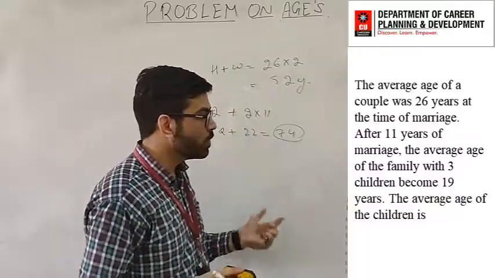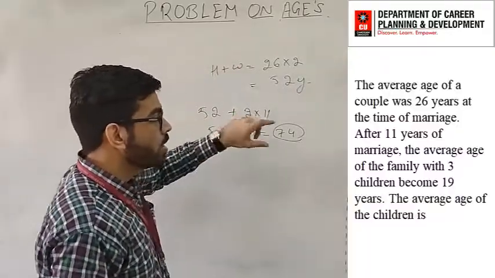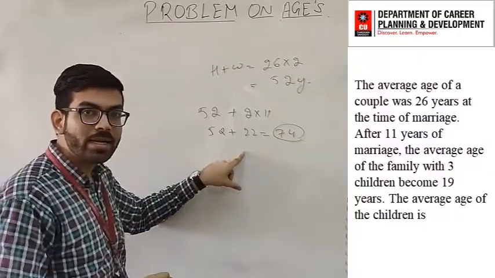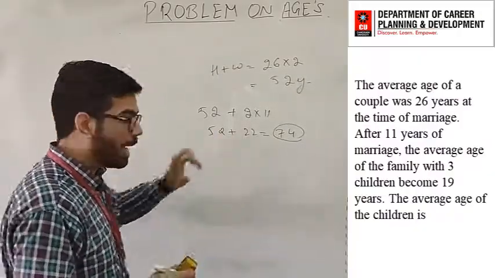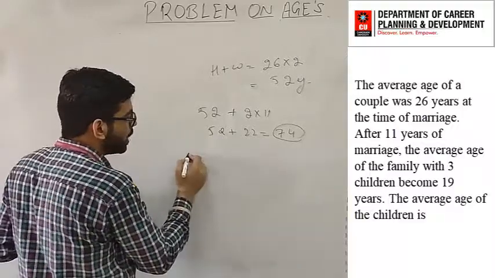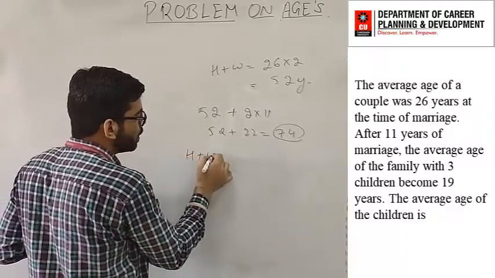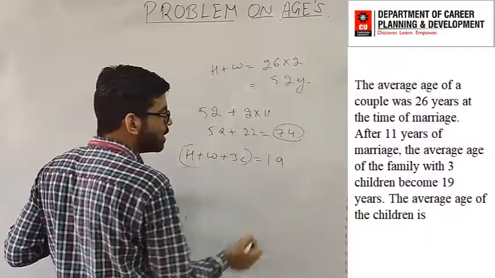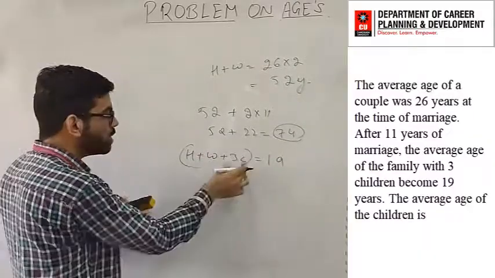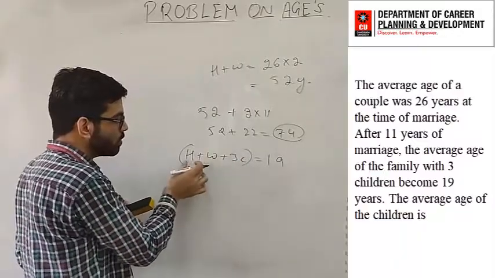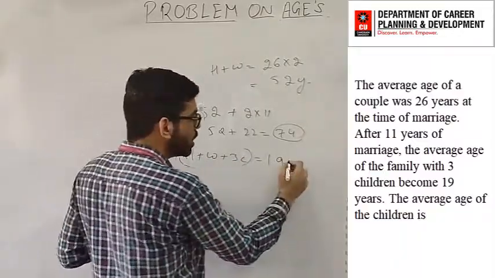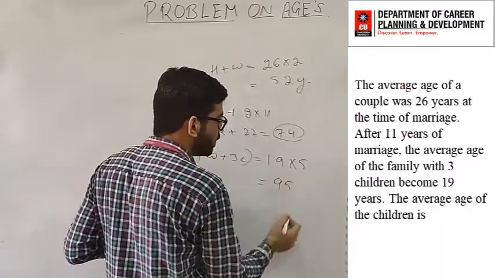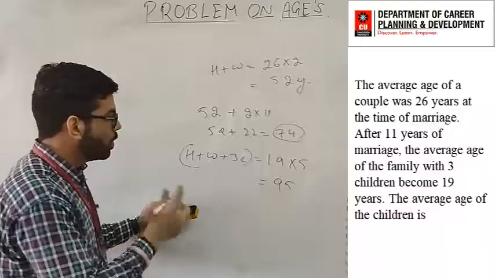Move to the next part of the question. The average age of the family with 3 children becomes 19 years. That means the average age of husband plus wife plus 3 children comes out to be 19 years. So 3 persons from there, 1 person for this one, 1 person for this one, total 5 persons. So the sum of their ages comes out to be 19 into 5, which comes out to be 95.